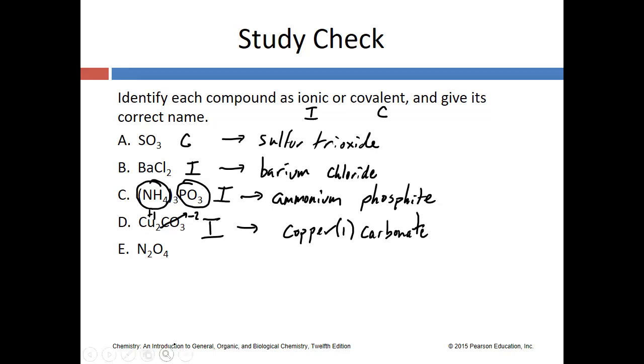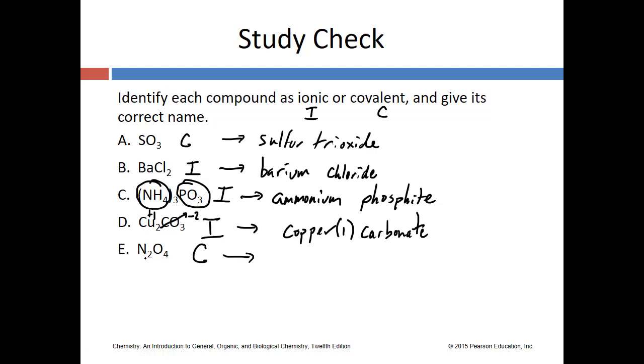For our last one, N2O4, ionic or covalent? This is covalent. We're dealing with nitrogen and oxygen, both are nonmetals. And so now we need to get into our covalent naming conventions.